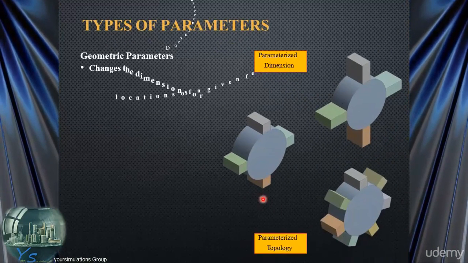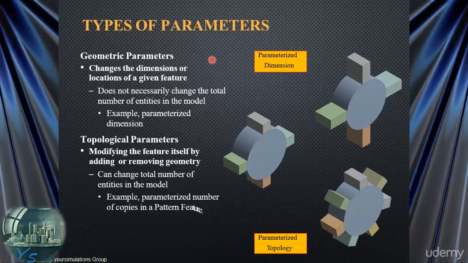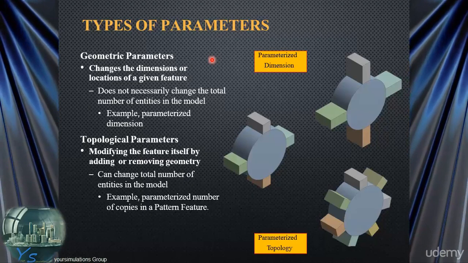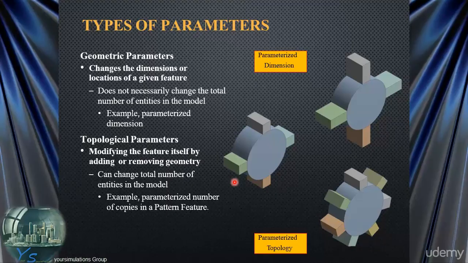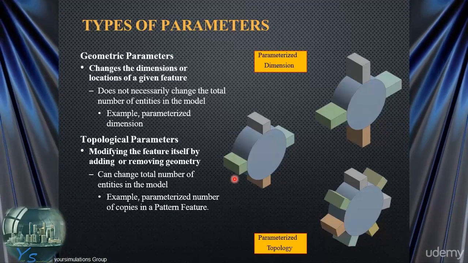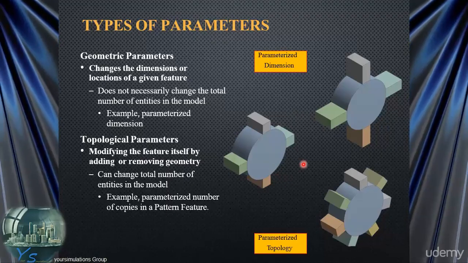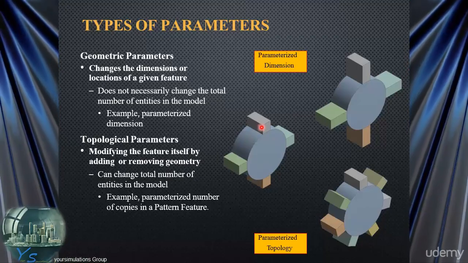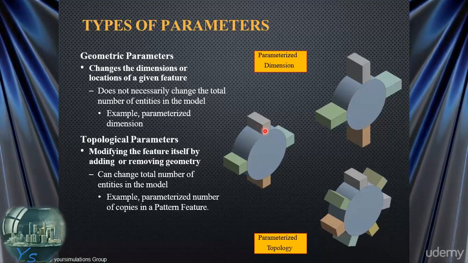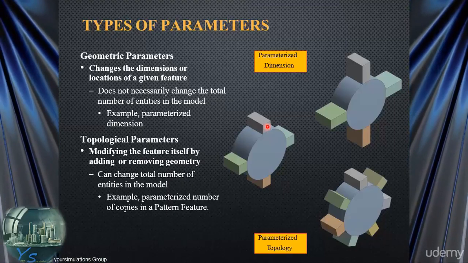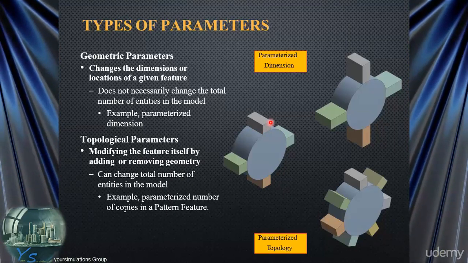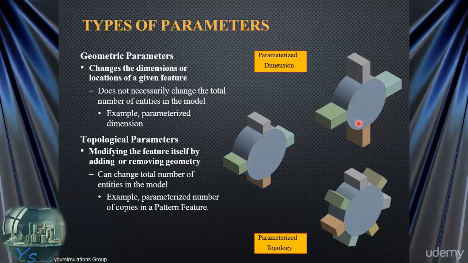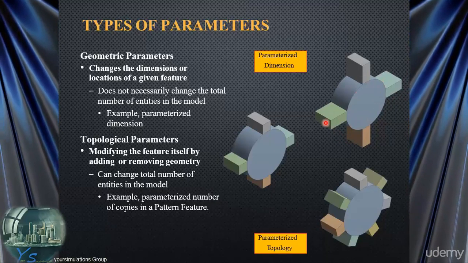I mentioned very briefly about geometric and topology based parameters, and here we can see greater distinction between the two different types. So geometric parameters are parameters associated with the existing geometry. So here we can see this example of the cylinder and 4 fins protruding from the periphery of the cylinder. And if we have a geometric parameter associated with the length of these particular fins, we can simply update the value of this length of the fins, and it will allow Design Modeler to extend the length of these fins. So we need not go into each of these individual fins to extend them.